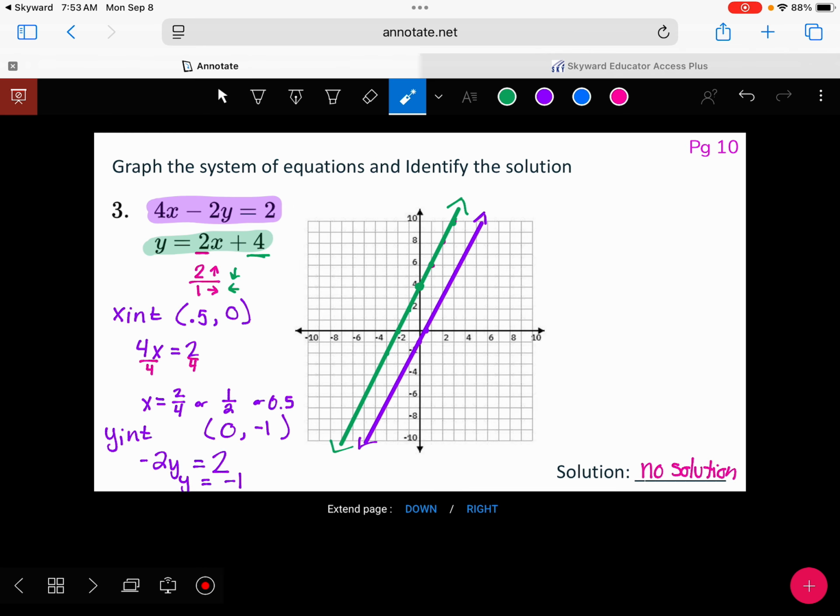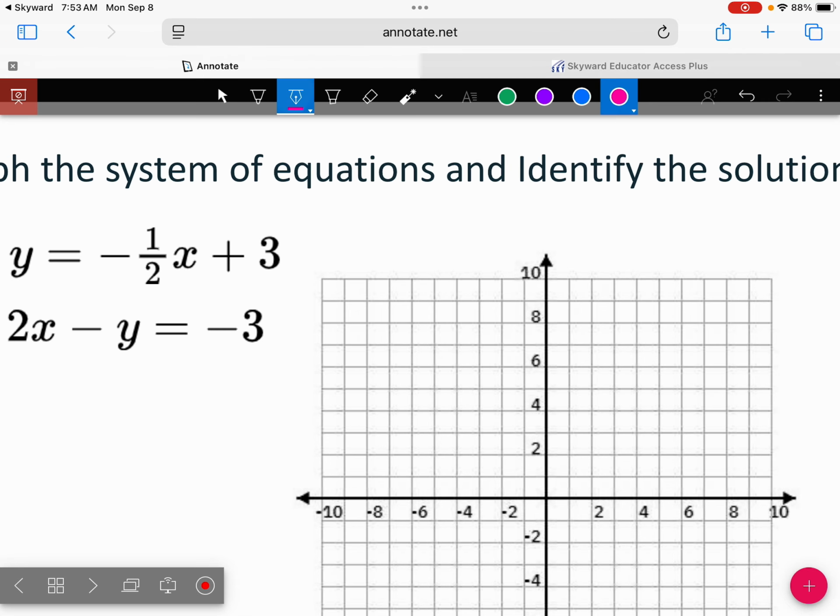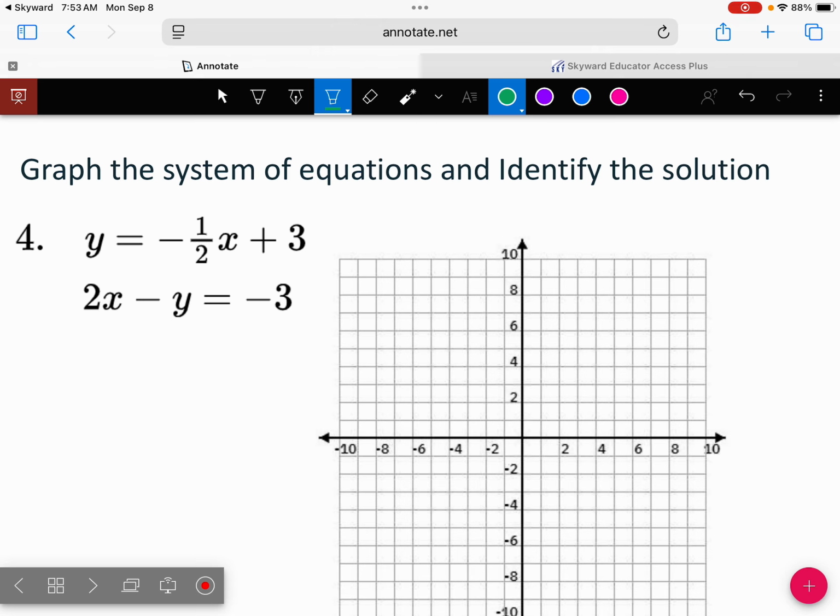All right, let's do one more. This will be our last one. And again, we've got a slope-intercept form and a standard form. We can do this whichever way we want. I'm going to keep doing it with my standard form being in x and y intercepts because it's good practice. Because we can graph things in either way.